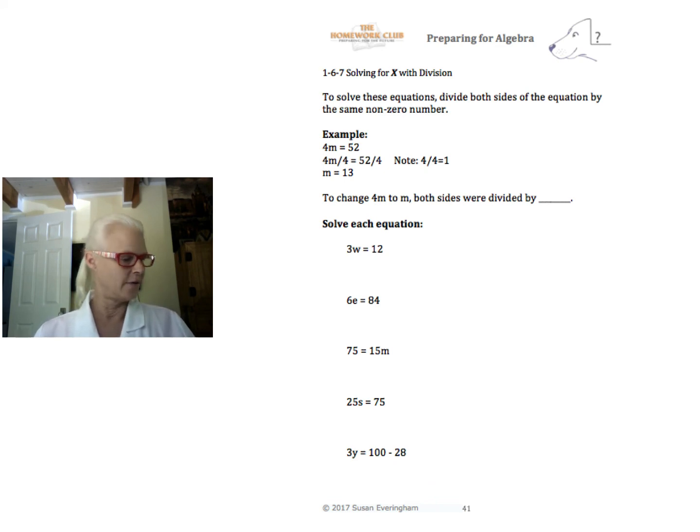Go ahead and finish the next few problems, and the bottom one is a bit of a challenge problem.